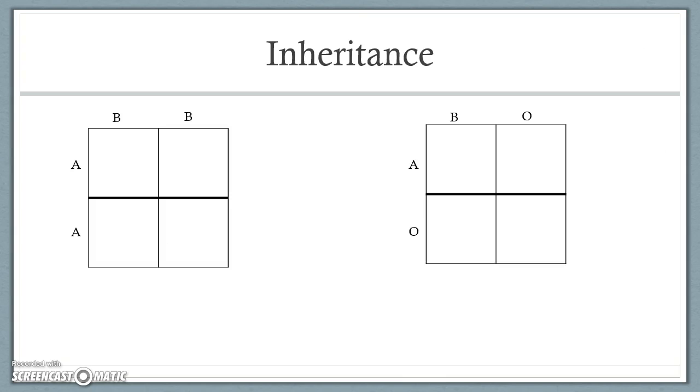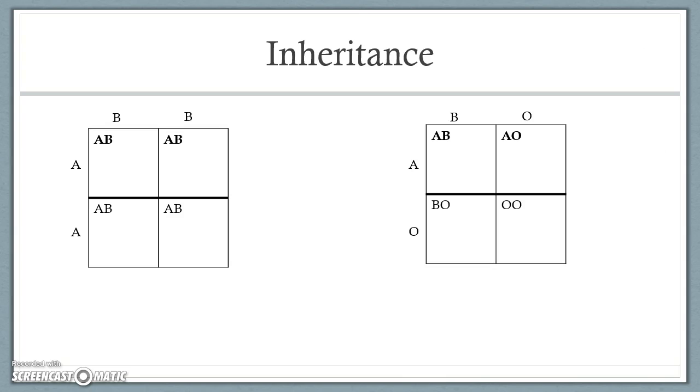Let's look at two scenarios for blood type. First, both examples will express the same phenotype. Mom is type B and dad is type A. But notice that the genotype in the first example is homozygous for each, and in the second example, each individual is heterozygous. We place an O in the other spot.